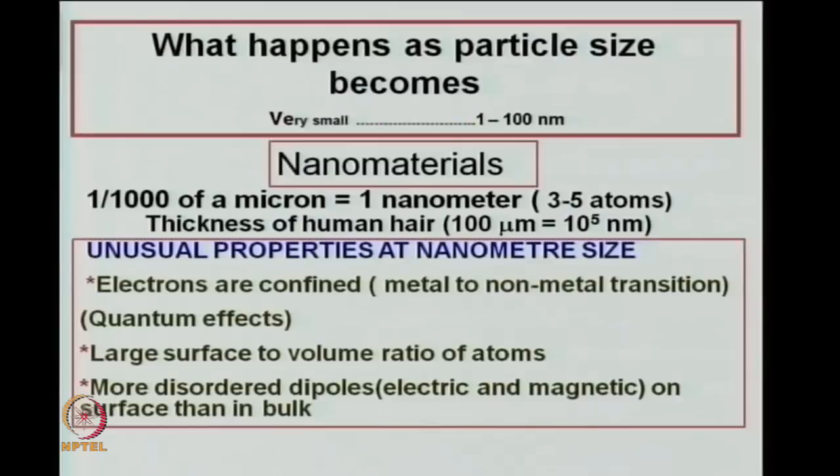So, unusual properties are seen when you make a material which is of nanometer dimensions. One of the properties is that electrons, which normally are delocalized in a metal, become confined. That means they are not so free anymore.